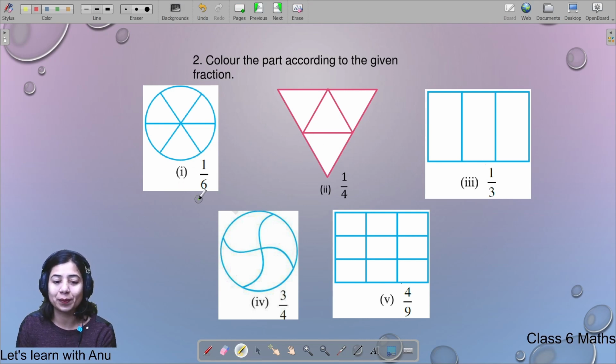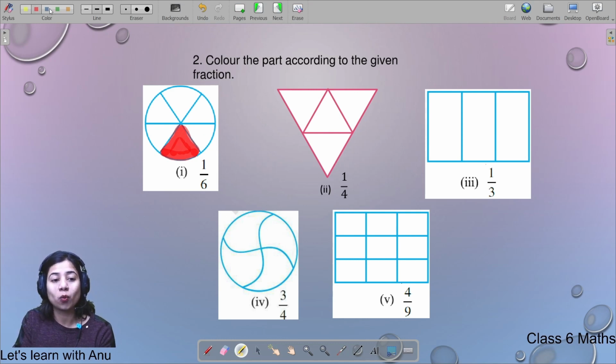First part is 1 by 6. So here total parts are 6, but we have to shade only one part. So we can choose any part, right? I'm choosing this one. Just do it properly in your notebooks class, okay? You can choose any color in any part.